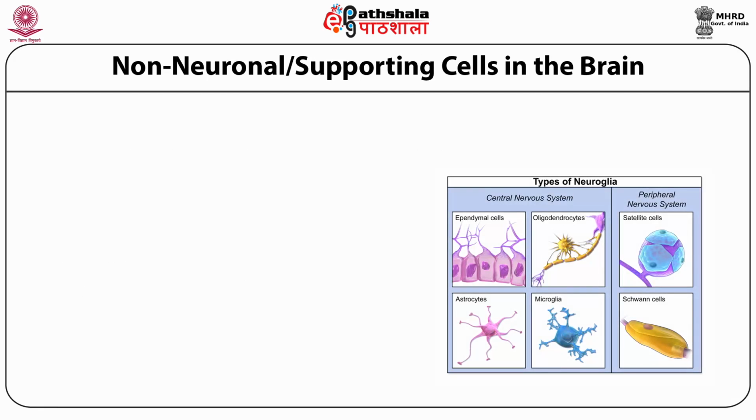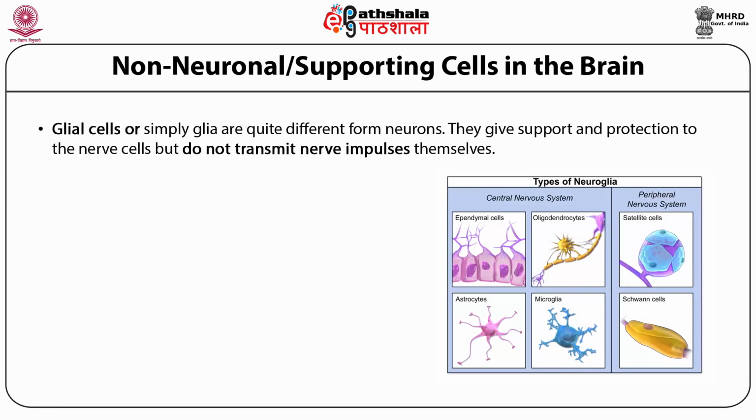Non-neuronal or supporting cells in the brain. These cells are called glial cells, or simply glia. These are quite different from neurons. They give support and protection to the nerve cells, but they do not transmit nerve impulses by themselves.